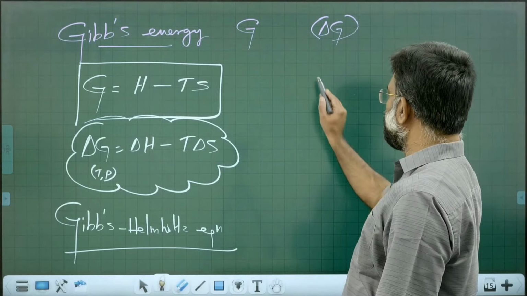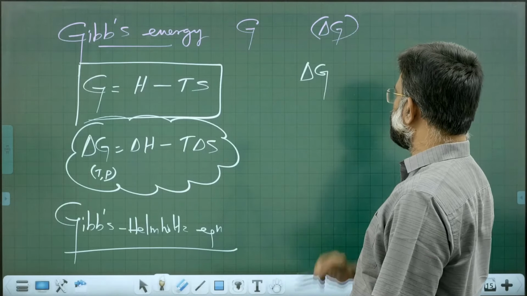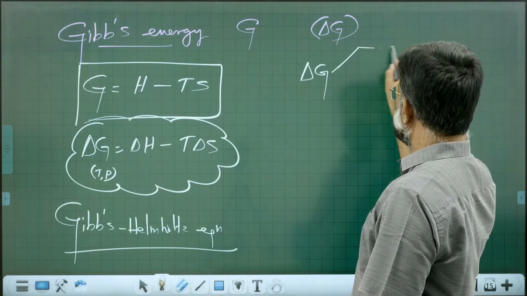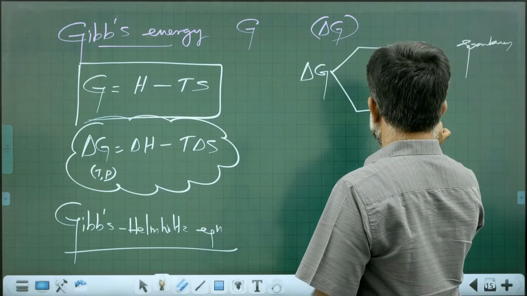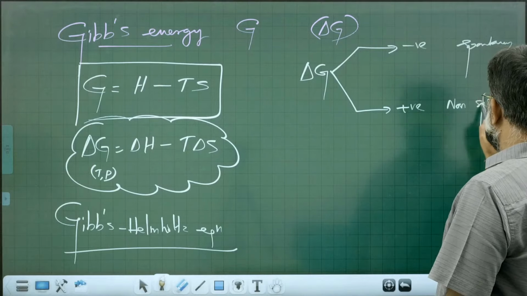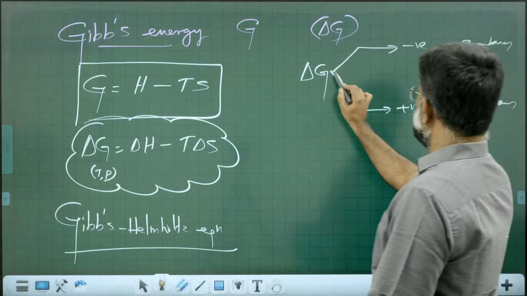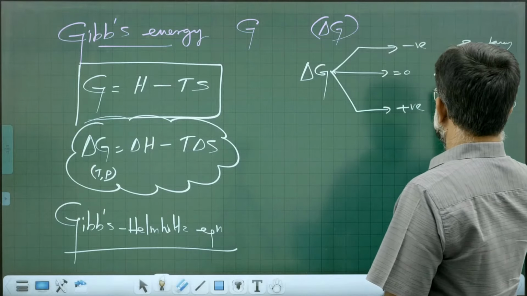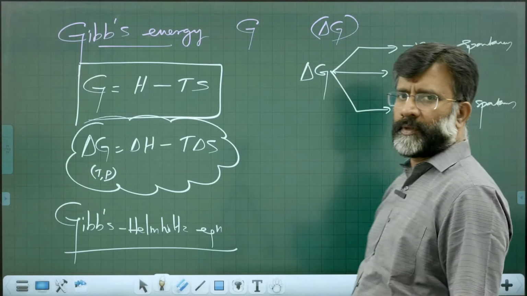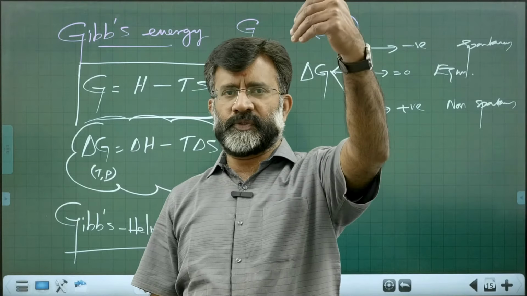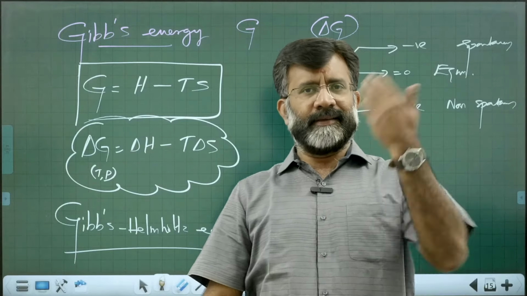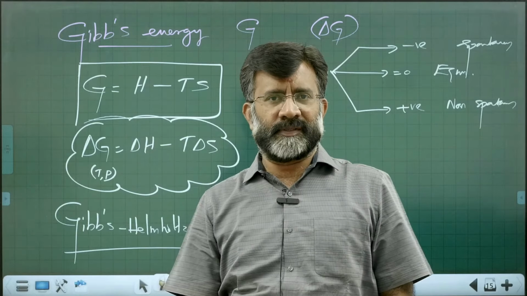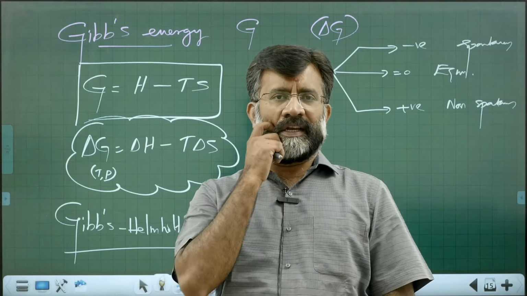How does delta G predict the spontaneous, non-spontaneous nature of the reaction? You see once again, if delta G is negative, the reaction is spontaneous. If delta G is positive, the reaction is non-spontaneous. And if delta G equal to 0, the reaction is at equilibrium. So delta G decreasing, Gibbs energy decreasing, that is a spontaneous process. Delta G increasing, that is a non-spontaneous process. Delta G equal to 0, that is equilibrium.